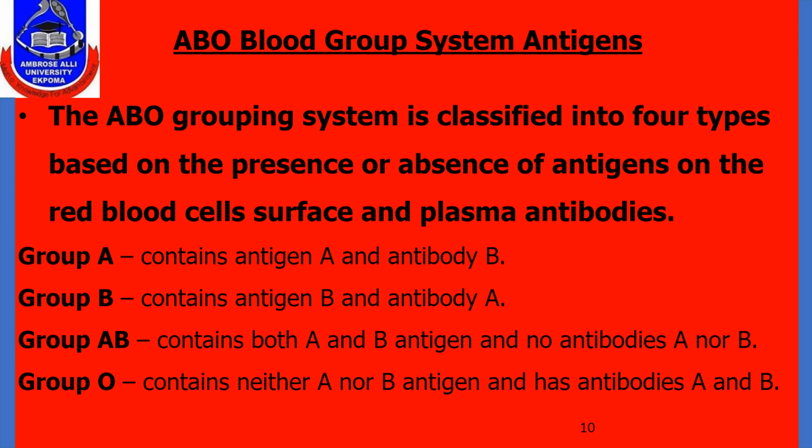Blood group AB contains both A and B antigens and no antibodies A or B. Blood group O contains neither A nor B antigens and has antibodies A and B. Those are the four major blood groups.